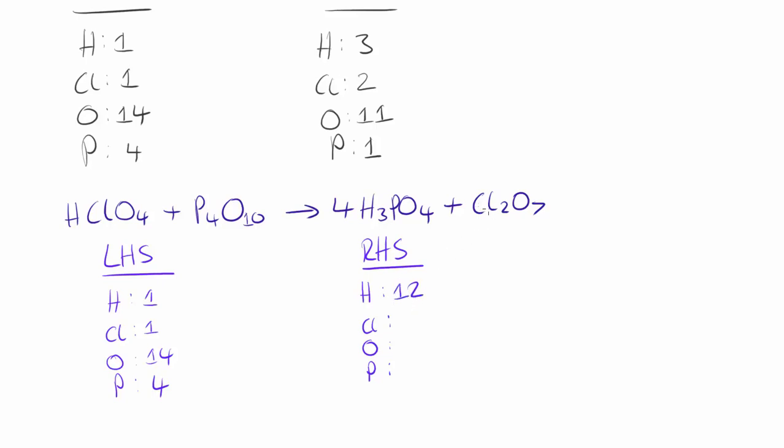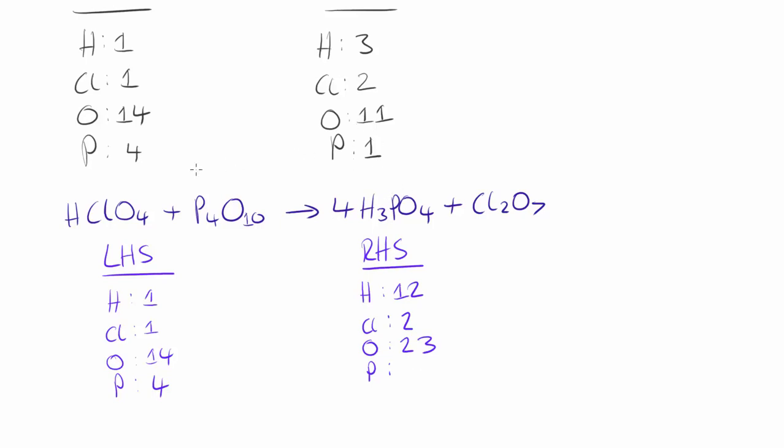And for chlorine, it only occurs in this species, right? So the dichlorine heptoxide, we didn't change it, so that stays the same as what it was before. It remains 2. But for oxygen, remember we've got the 7, but then we also have 4 times 4, so 4 times PO4. So that would be, here we've got 16, right? And then to the 16 we need to add 7. So that's going to give us 23, right? So for oxygen it's going to be 23.